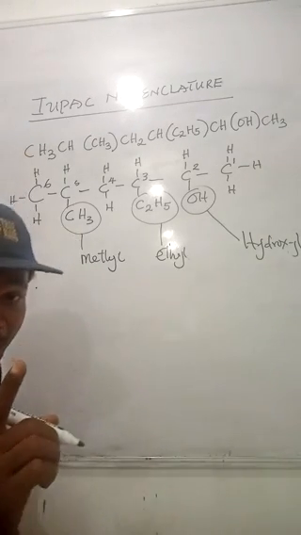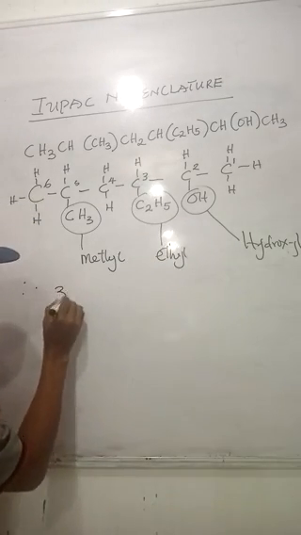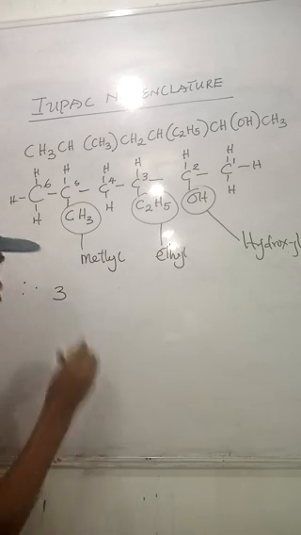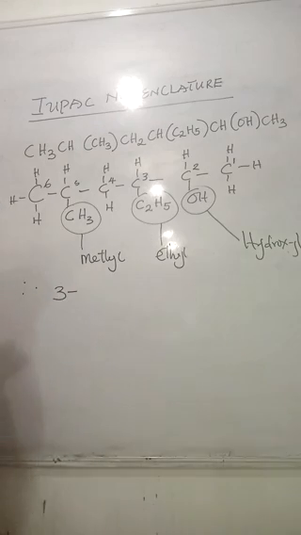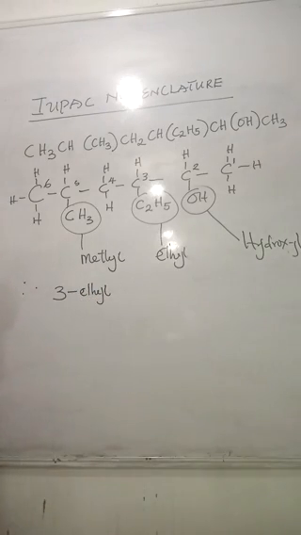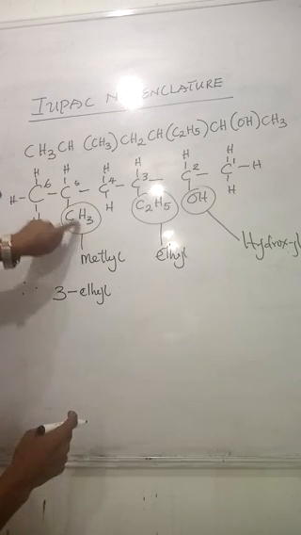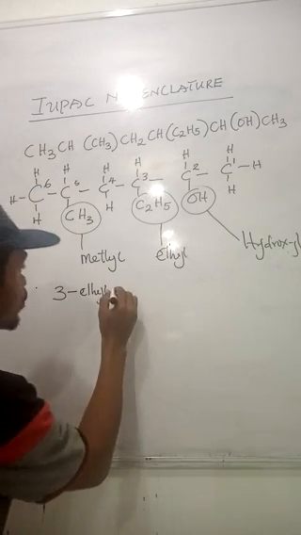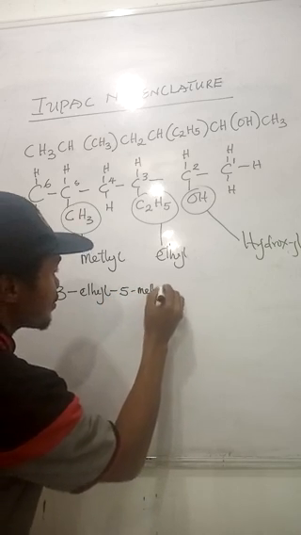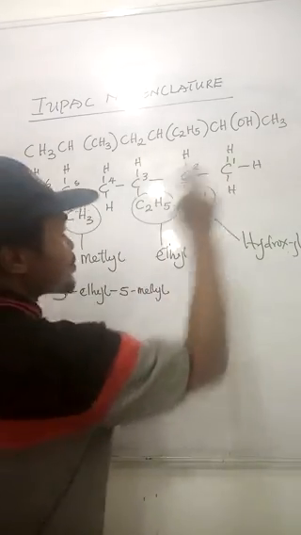So how is the name going to be now? Based on alphabetical representation, ethyl group is on position number 3. So we say 3, right? Between the number and alphabet, you separate it with a hyphen. 3-ethyl. Good. Now, the next substituent is methyl on carbon number 5. So we add a hyphen again, 5-methyl. Perfect.